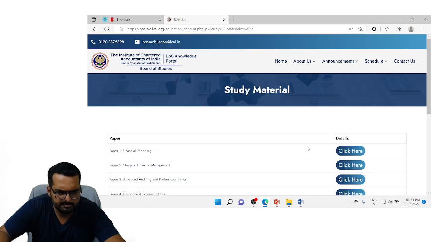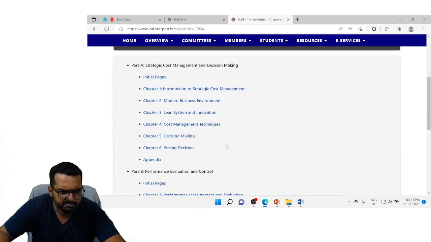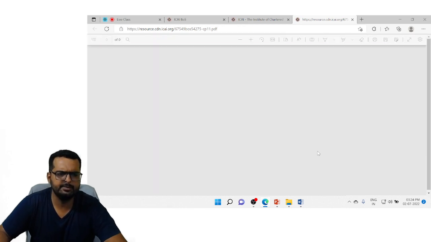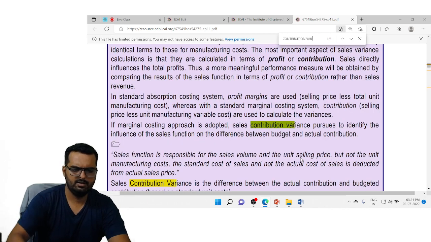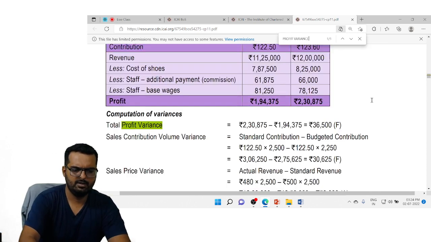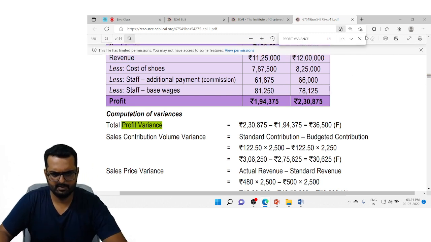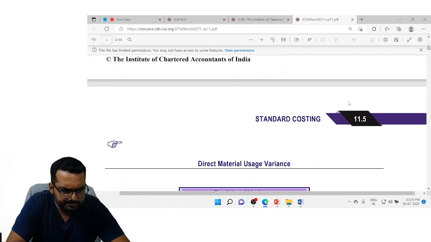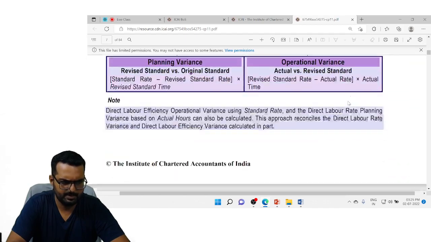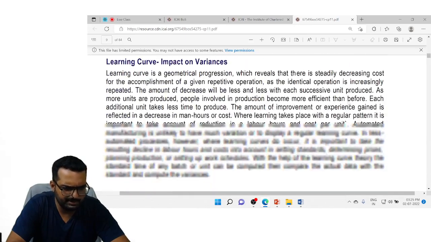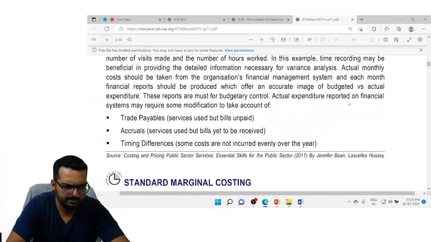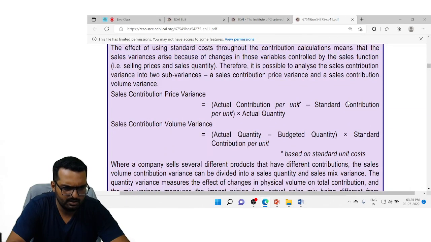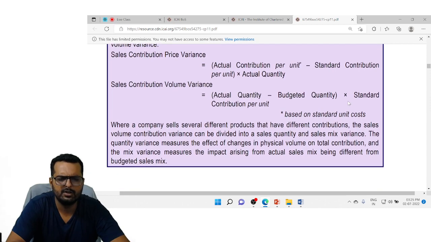Study material, okay. Final. May 22. Standard costing. I'll take profit variance. It is supposed to be budgeted, is what I understand. Let's just confirm and close it. Throughput. Sales contribution price variance, right? Contribution volume variance, standard contribution.